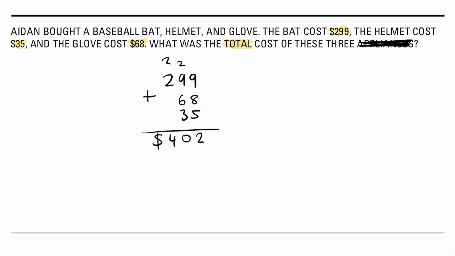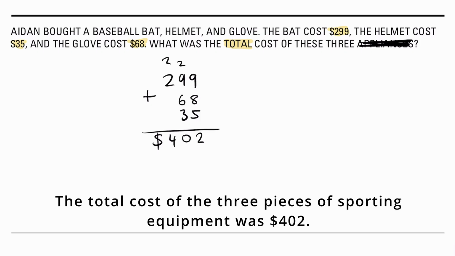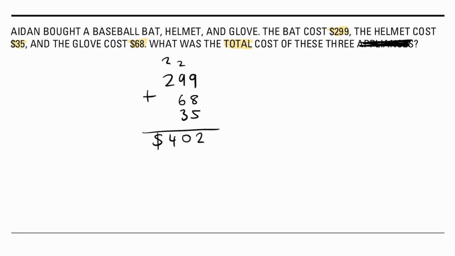And so if I was going to write a worded answer, I would say the total cost of these 3 pieces of sporting equipment, I guess, would cost $402. Something like that, super simple, but it shows that you understand how to give the answer in not just a mathematical expression, but you actually understand it in the context of the question.